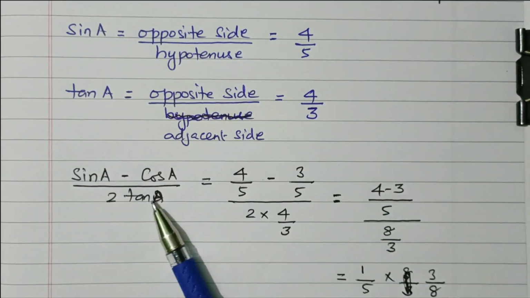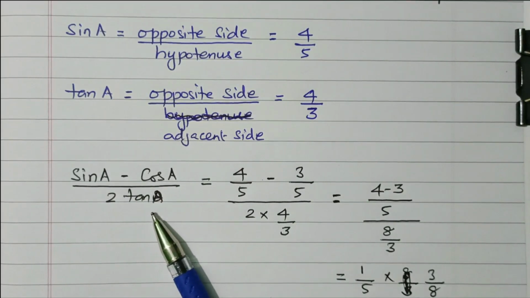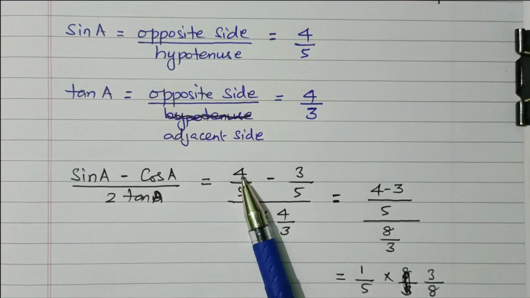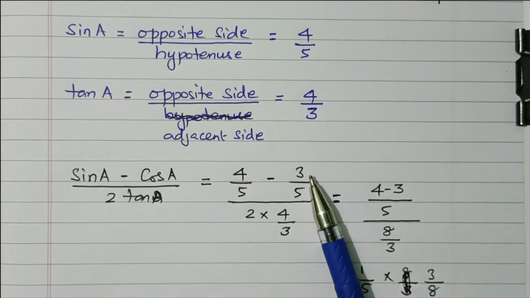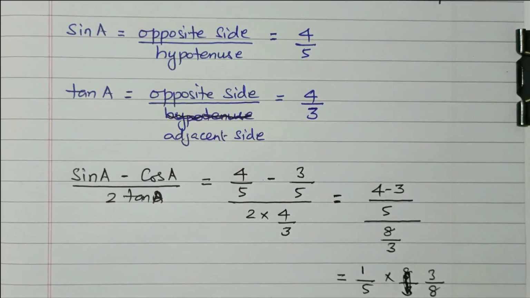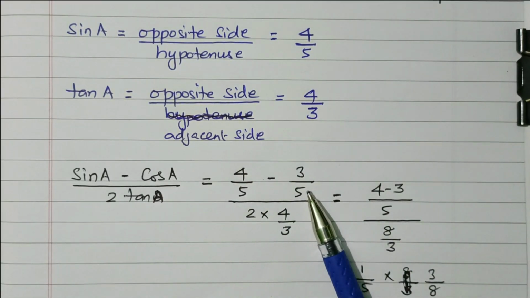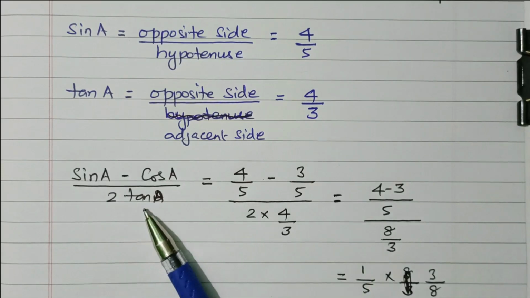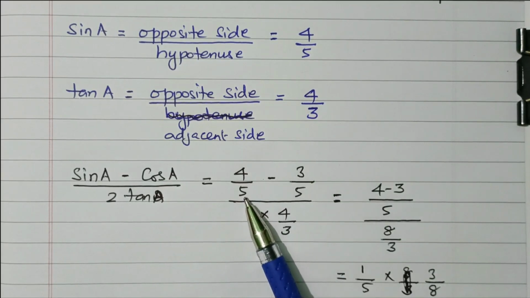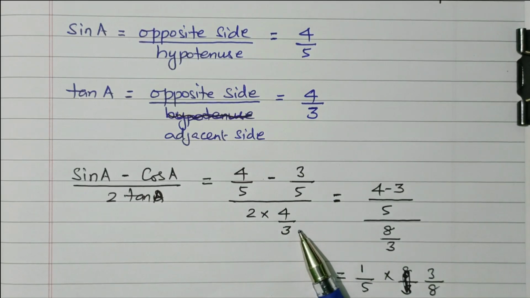The problem is we need to find the value of this expression. Sin A minus cos A divided by 2 tan A. Right? So sin A equal to 4 by 5 minus cos A equal to 3 by 5. The sin A what we calculated 4 by 5, cos A already given 3 by 5. Right, already given in the problem. Divided by 2 into tan A. 2 into tan A is 2 into 4 by 3. Right. So sin A 4 by 5 minus cos A 3 by 5 divided by 2 into tan A, 4 by 3.